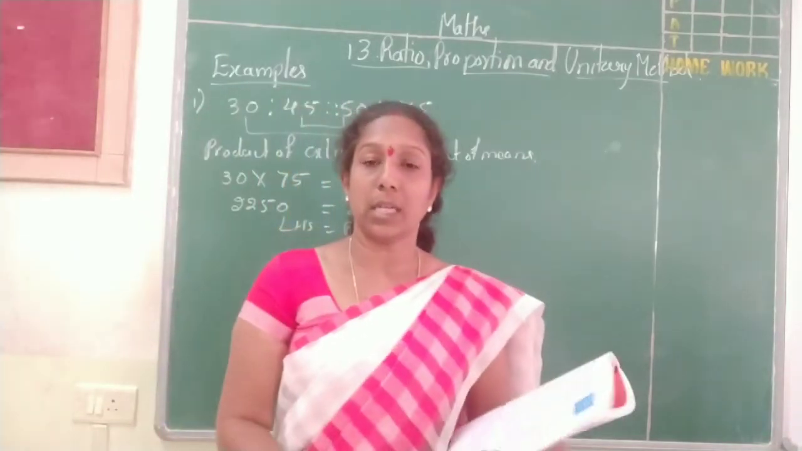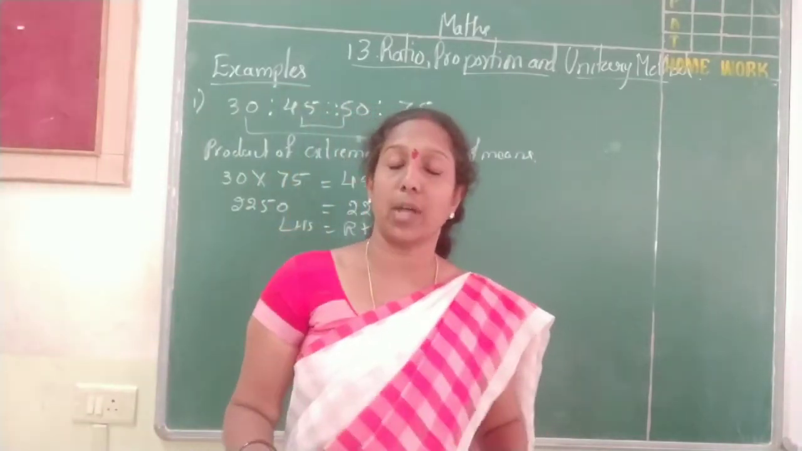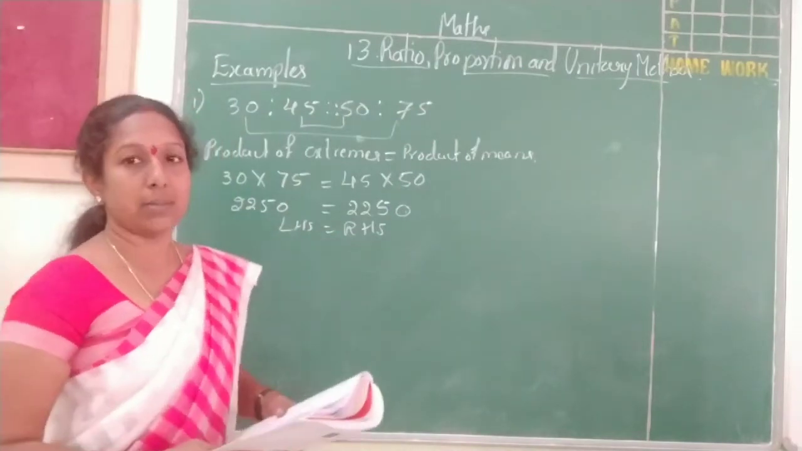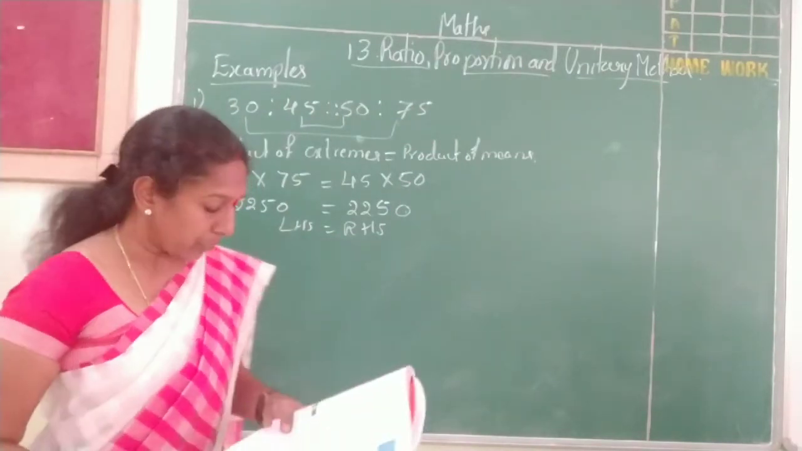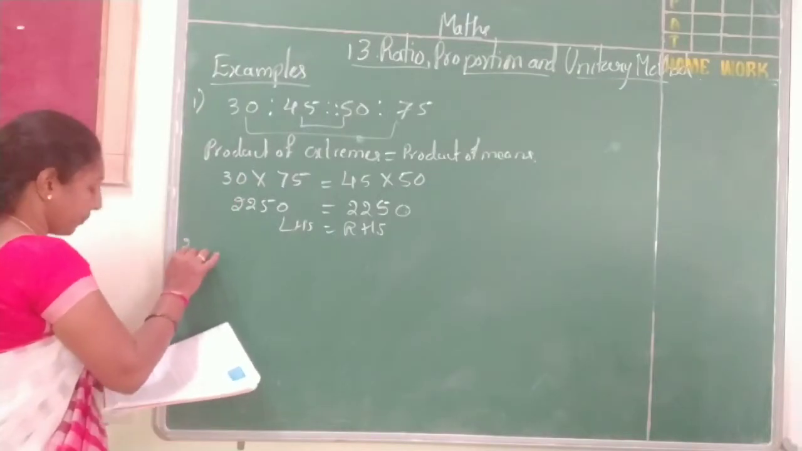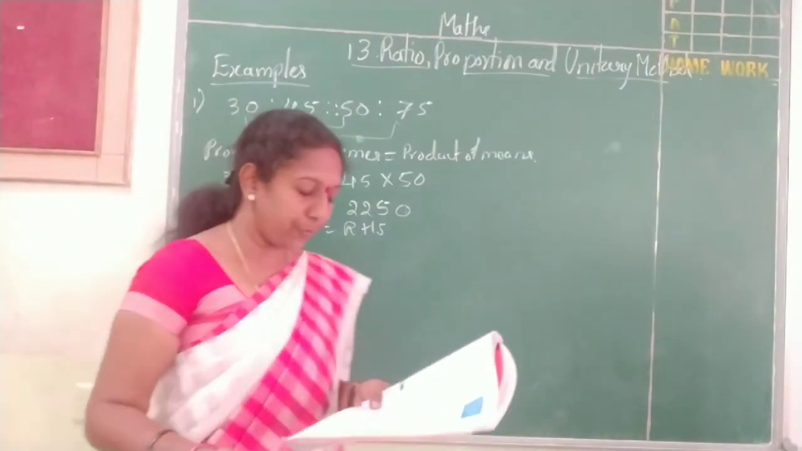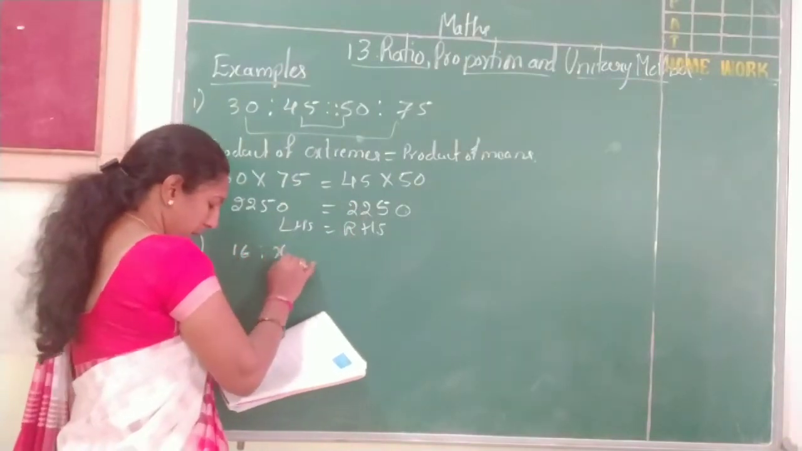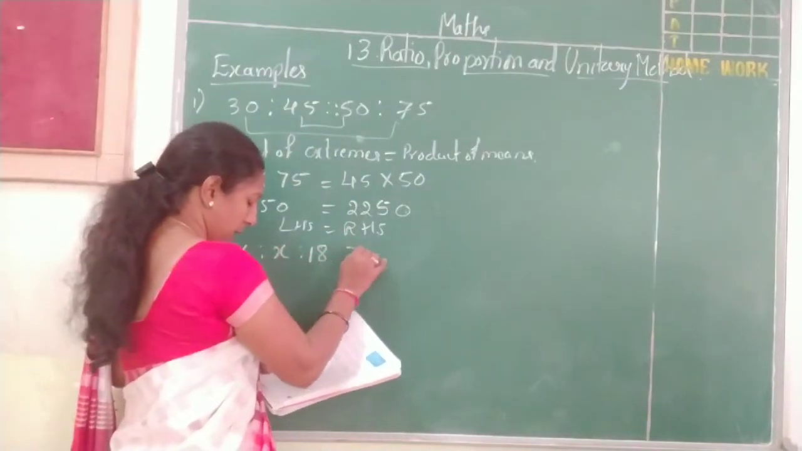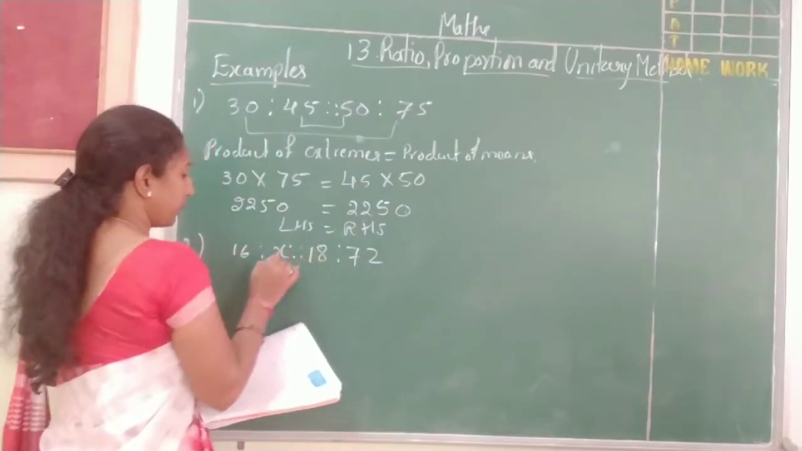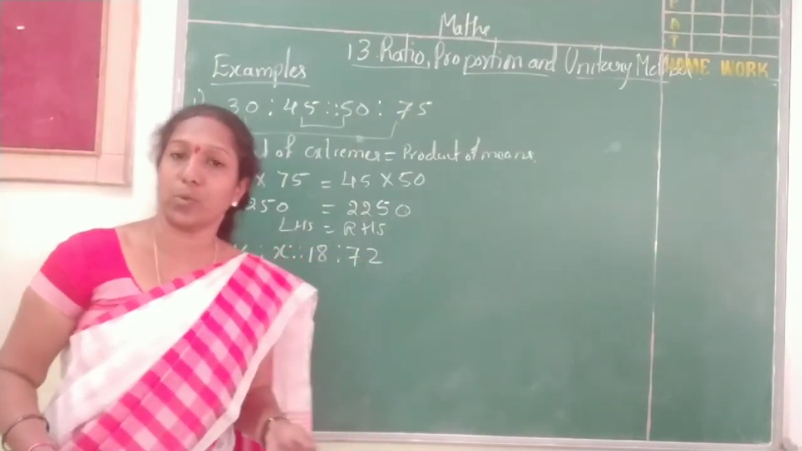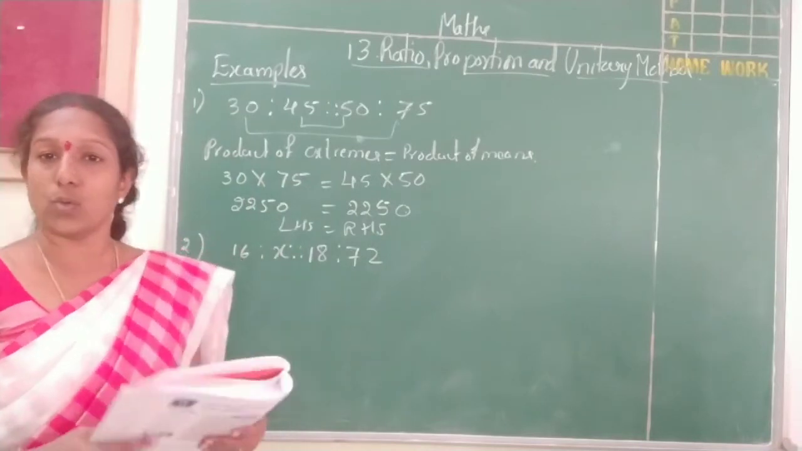See, when the ratios are given, how to check if they are in proportion or not? By multiplying, find the product of extremes and the product of means. Now let us come to the next question. That is, find x if the four numbers 16, x, 18 and 72 are in proportion. Now we have to find the value of x.